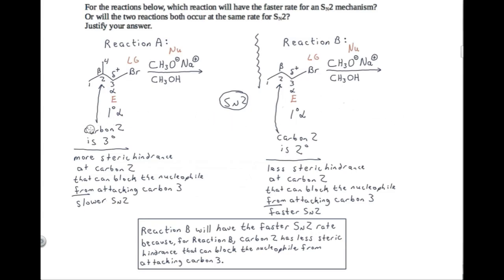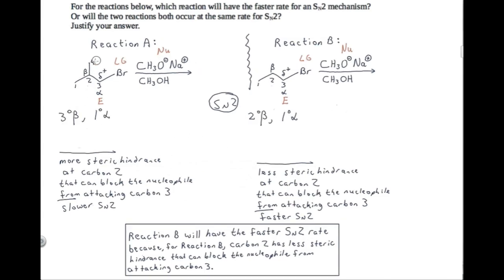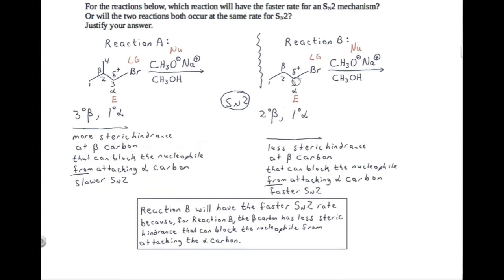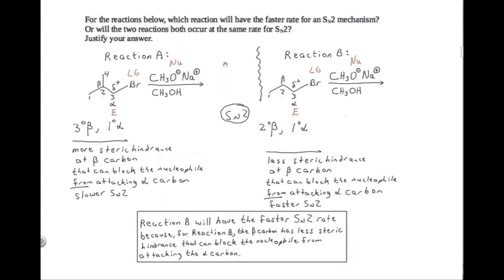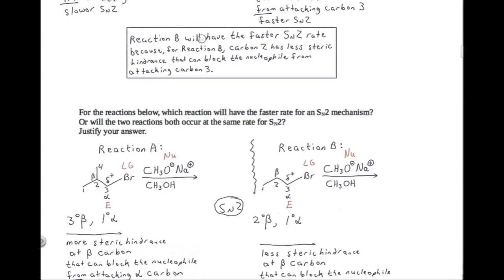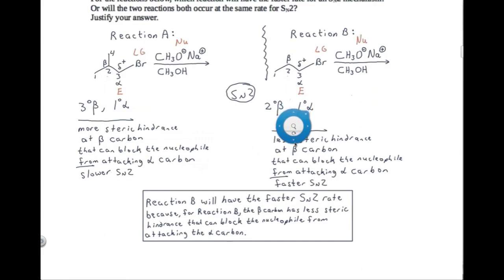So then we could say here that it's the beta carbon that's tertiary in this picture and the beta carbon that's secondary in this picture. In this picture, the beta carbon is tertiary, whereas in this picture, the beta carbon is secondary. And that gives us another way to describe our reasoning. Now we can say that reaction B is faster because for reaction B, the beta carbon has less steric hindrance that could block the nucleophile from attacking the alpha carbon. So this would be a good way to phrase our answer to the question. Of course, this would also be acceptable. So either of these two ways of phrasing the answer would be acceptable.